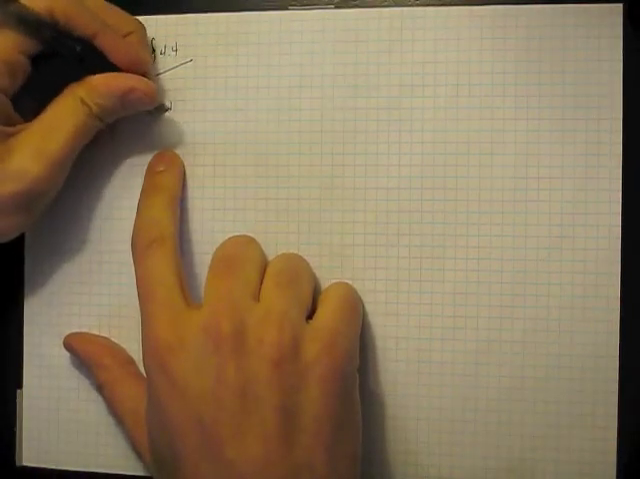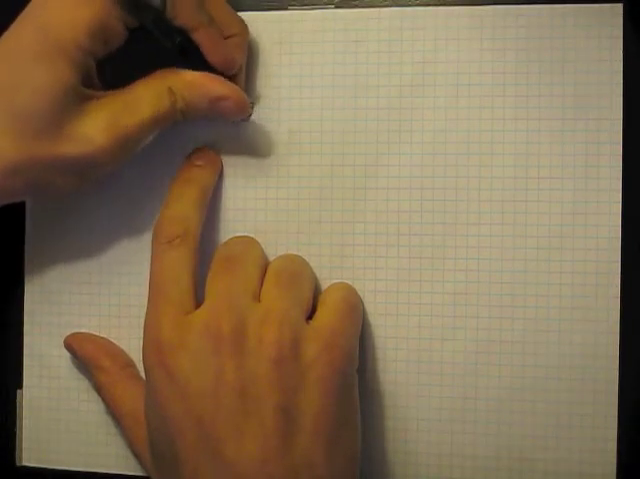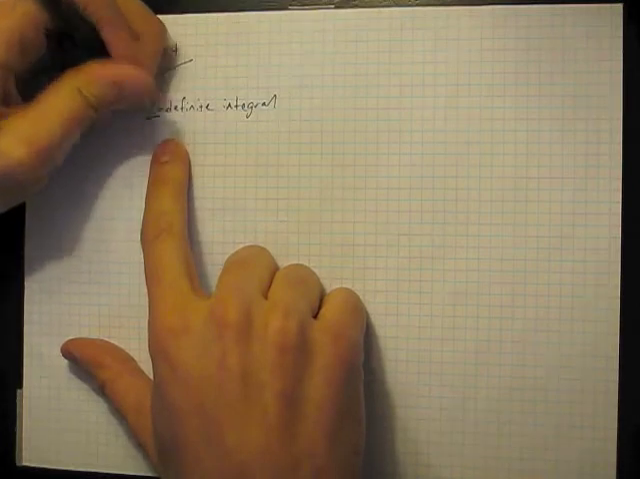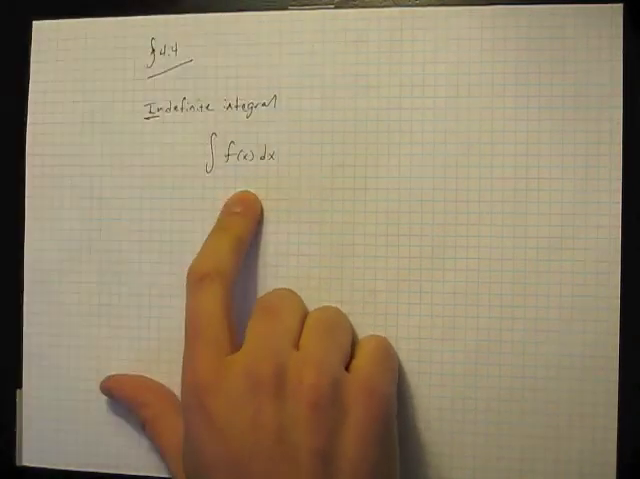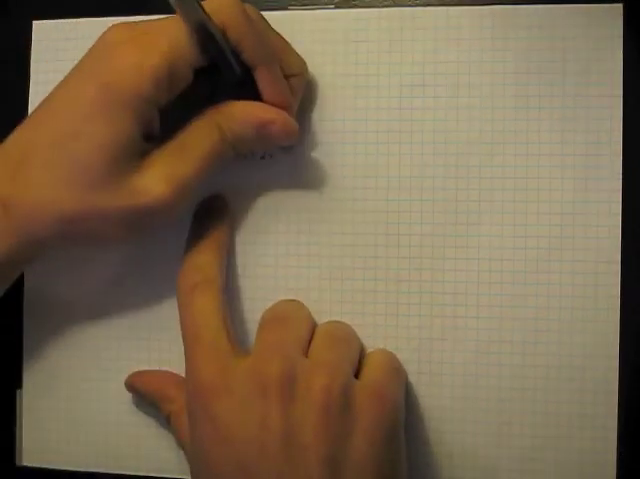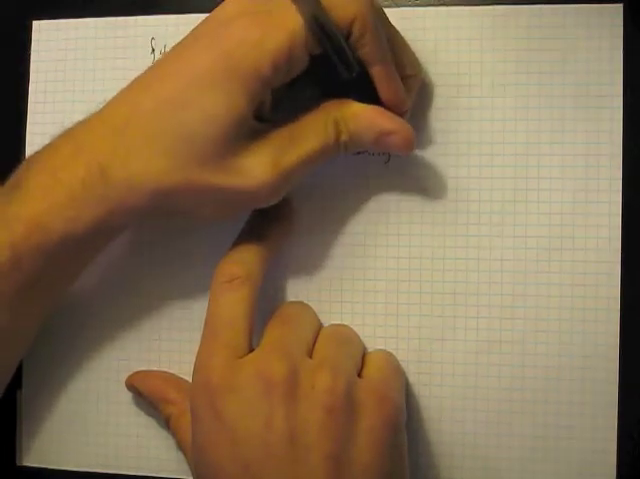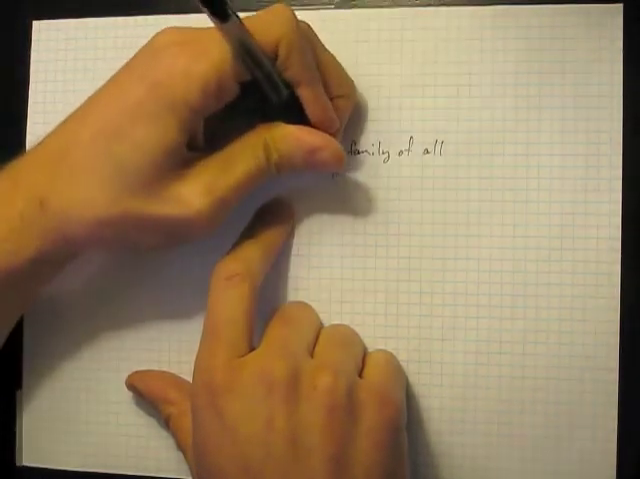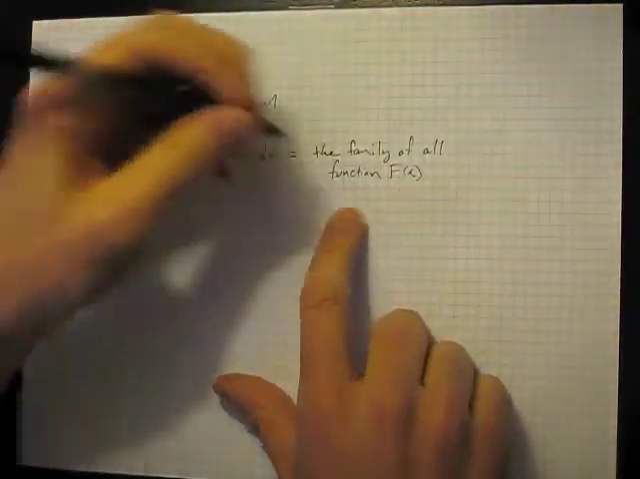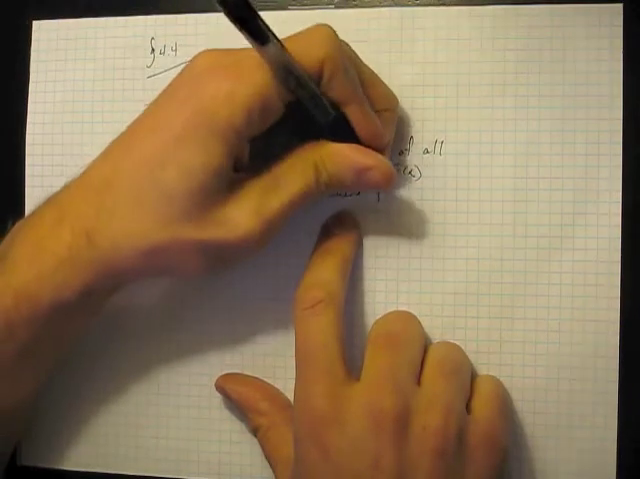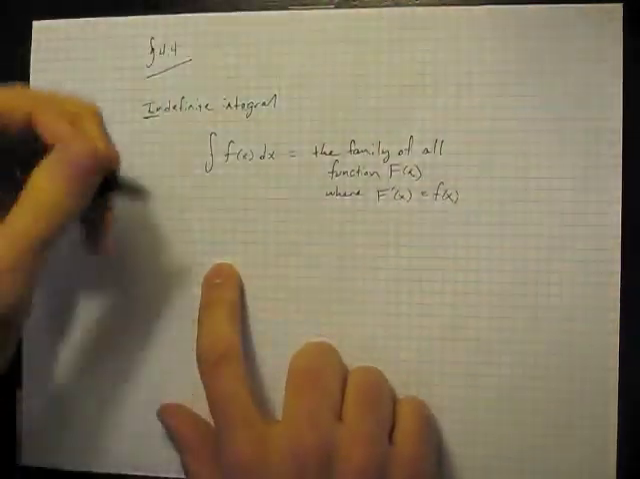It starts with the notion of what's called the indefinite integral. This is not the definite integral, this is the indefinite integral. The notation for this is that, okay? No numbers on the thing. This stands for the family of all functions, we'll call them big F, where the derivative of big F is equal to little f. Okay. Here's how we do this.